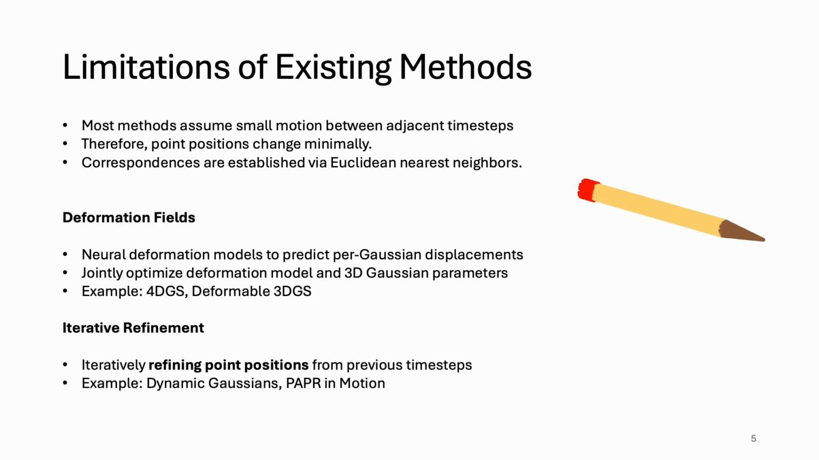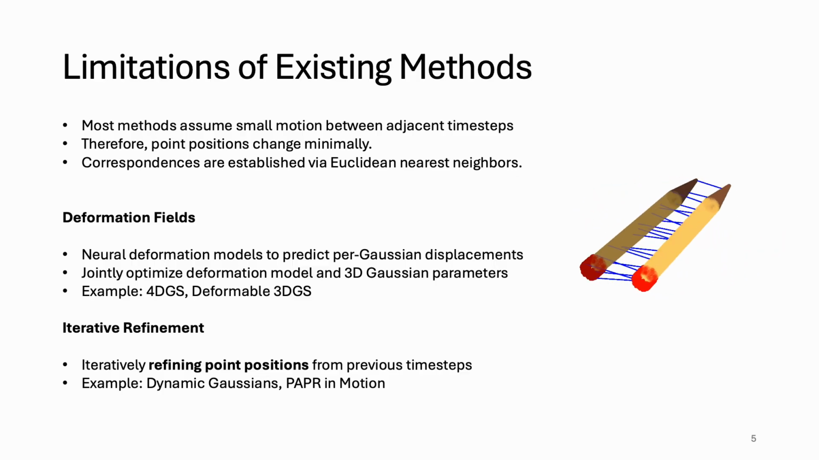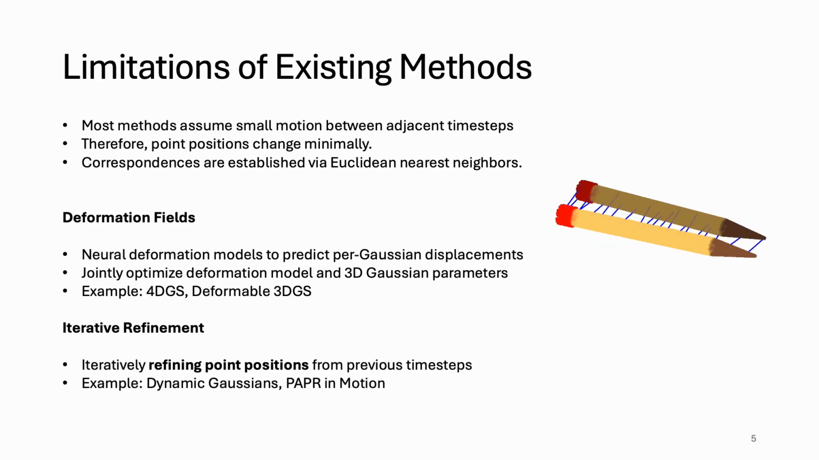Most existing methods assume that the motion between adjacent time steps is small, and therefore the point positions change minimally, and correspondences can be established via Euclidean nearest neighbor search. For illustrative purposes, consider this pencil, which moves a small distance. And the correspondences between the two time steps can be established easily. And here the blue lines indicate the point correspondence.